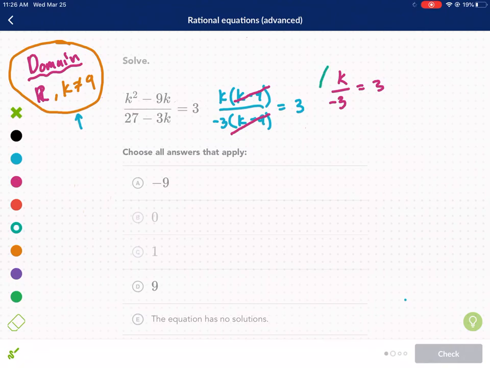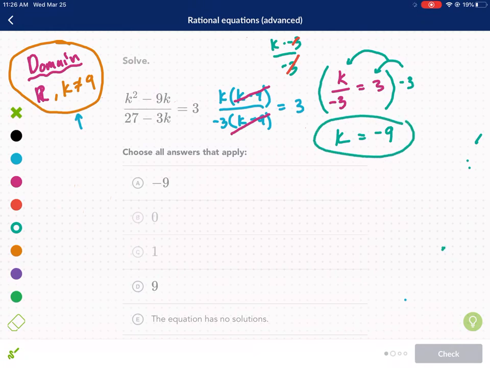Now we're still going to do the same thing. We're going to multiply both sides by the least common multiple so we can get rid of that fraction. So I'm going to multiply both sides by negative 3. I distribute this to both sides of the equal sign. We have 3 times negative 3, that's negative 9. And over here, k times negative 3 over negative 3. The negative 3 cancels, and you're left with just k. That was the whole point of multiplying by negative 3, so we could get rid of it and be left with just k. There's nothing left to simplify, so negative 9 is our answer.